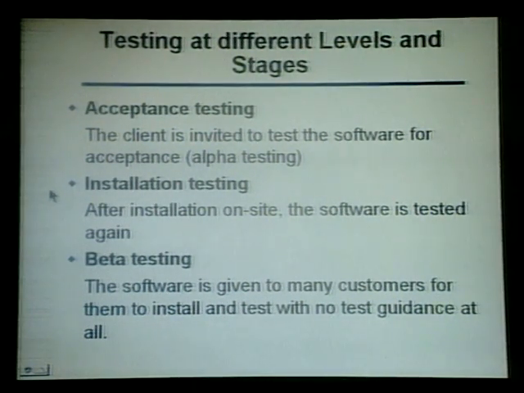Then installation testing can also be carried out, in which we install the system on site and the software is tested again to make sure the software is going to work properly in the real working environment. Another kind of testing which is used is called beta testing. In beta testing, the software is given to many customers for them to install and test with no test guidance at all. So you can see testing can be done at different levels and might be done by different people.